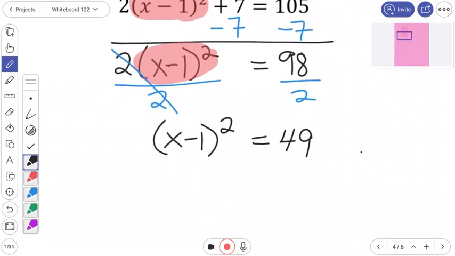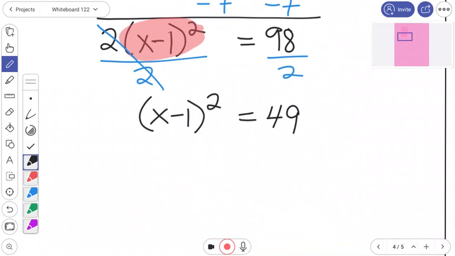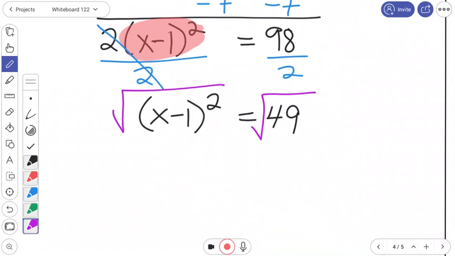Okay? Now, I still need to get to the x value, but I can't right now because it's stuck inside the parentheses. So I need to get rid of that squared value. How do we do that? We take the square root. Do not forget, anytime you take the square root of both sides of an equation, you're going to have a plus or minus as part of your answer. What is the square root of 49? 7. Okay? So we know our value is going to equal positive or negative 7.